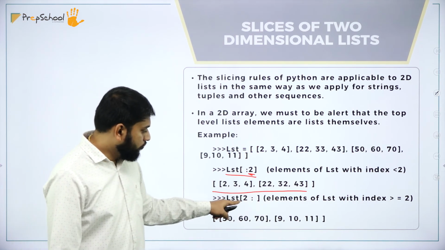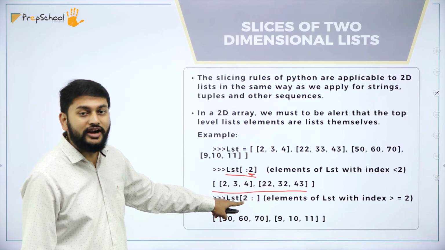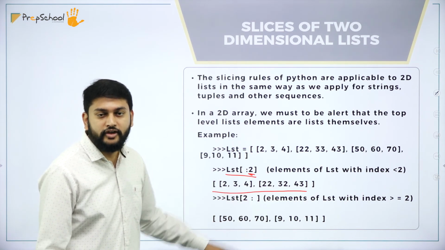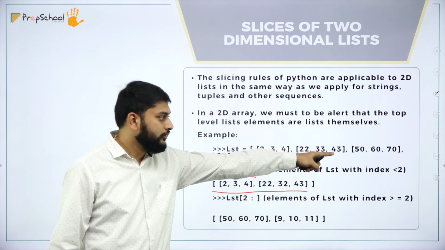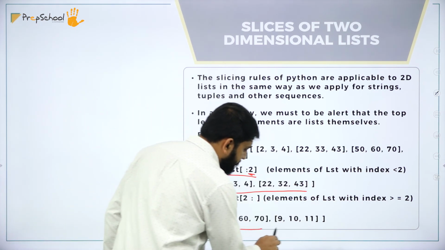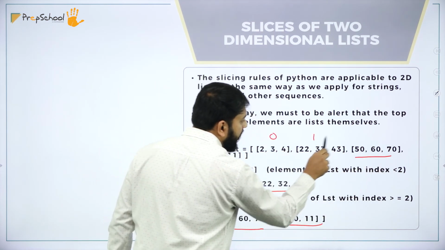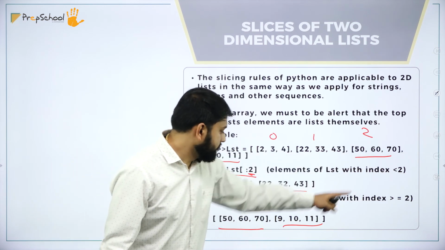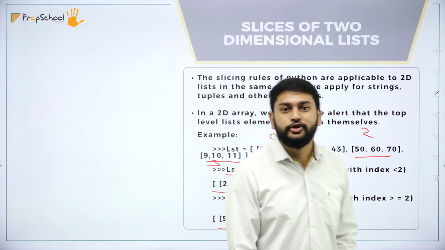One more example I have taken. It should start from 2, and I have not given the stop. If you don't mention it, it prints till the end. So what have I printed? I started printing from index 2. This is 0, 1, 2, and 3, so it has taken from 2. This is how slicing works in the 2D list.